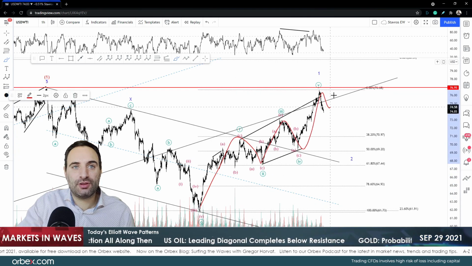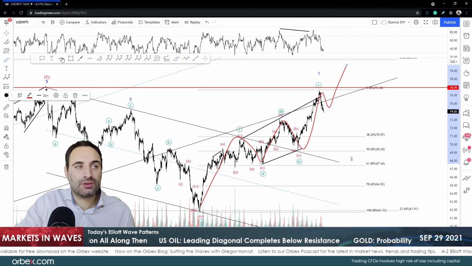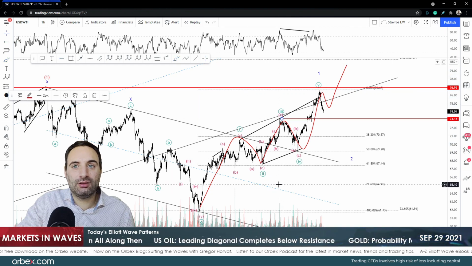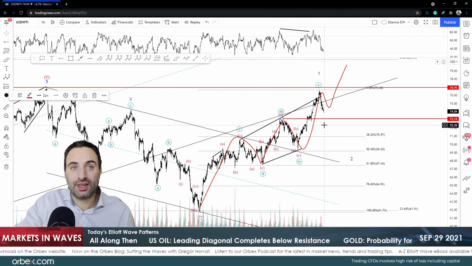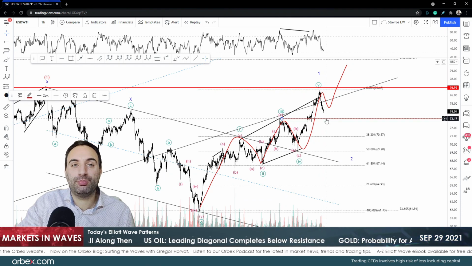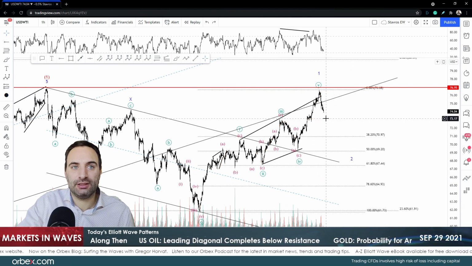But on a different note, don't forget we've also explored the possibility of that being 1, 2, 3, 4, and 5, right? So as long as we remain above 73.15, that looks bullish. Okay, could be a multi-structure move to the upside.